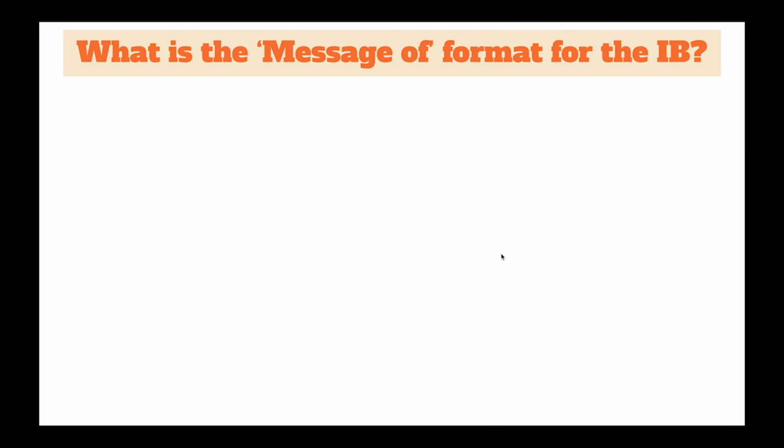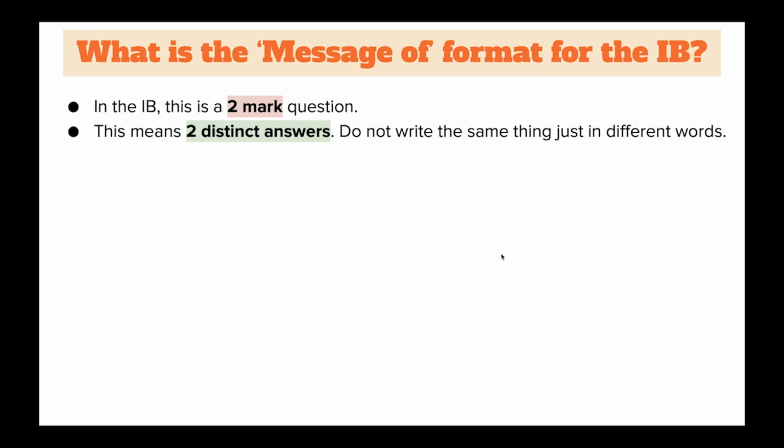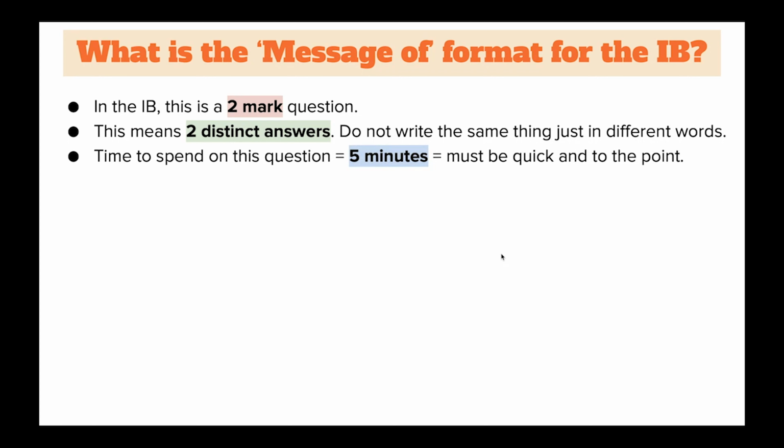So how do you write a message answer for the IB? So in the IB, this is a 2-mark question. Okay, this means that you need to have 2 distinct answers. Do not write the same thing, just in different wording. Okay, make sure that they're as distinct as possible. The time to spend on this question should only be 5 minutes. It needs to be really quick and to the point. Question 1, A and B total up to 5 marks.